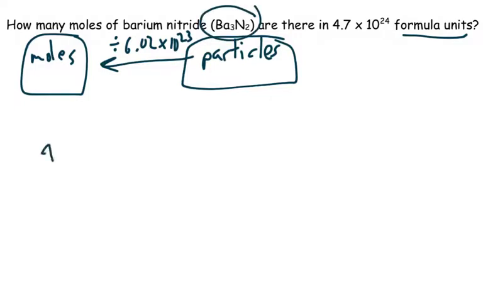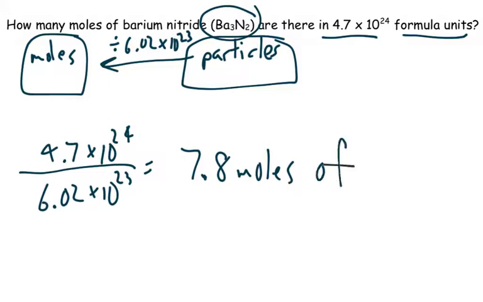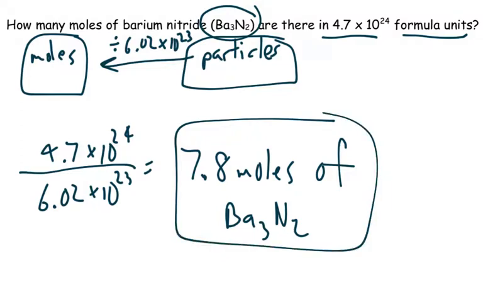According to the flow chart, we're going to get our given, which is the formula units. And all we've got to do is divide by 6.02 times 10 to the 23rd. This is going to convert it into moles. So let's go 4.7 times 10 to the 24. We're going to divide that by 6.02 times 10 to the 23rd. We're going to round to only 2 significant digits for this one. And you're going to end up getting 7.8 moles of barium nitride. Okay, and that'll be the answer to this problem with 2 significant figures.